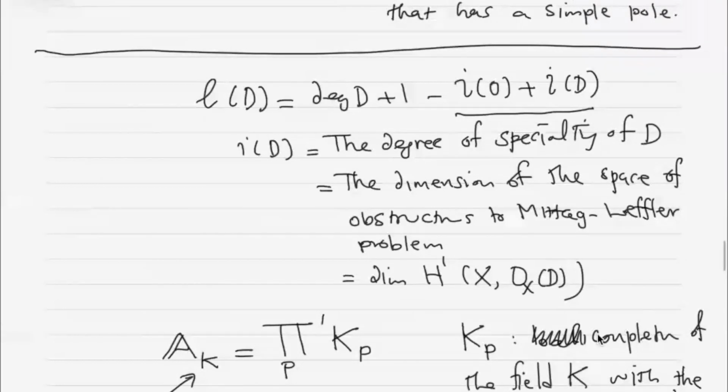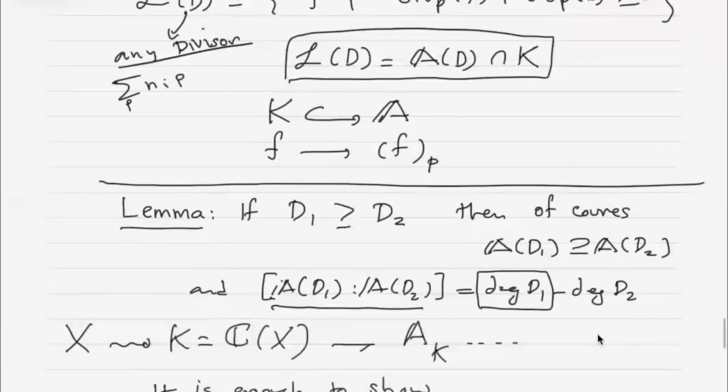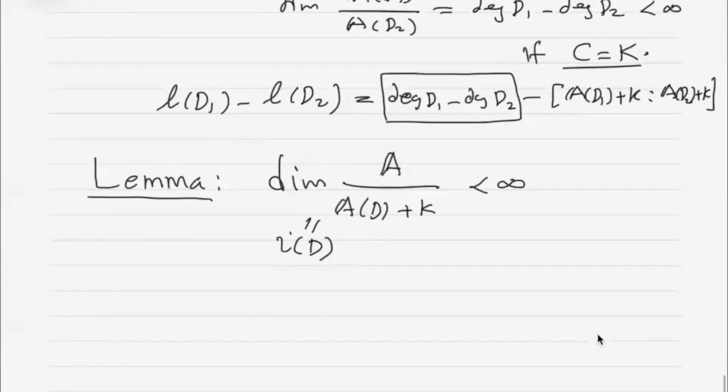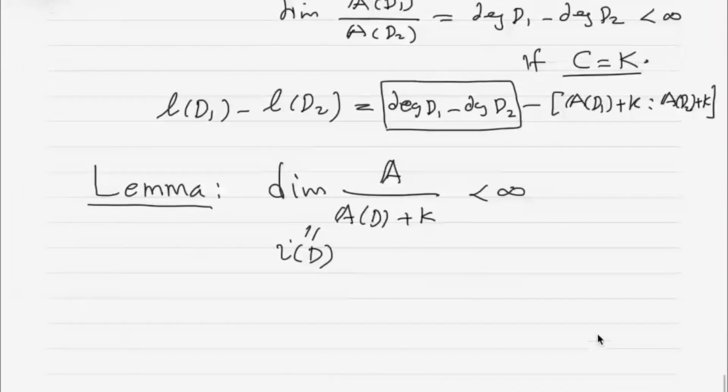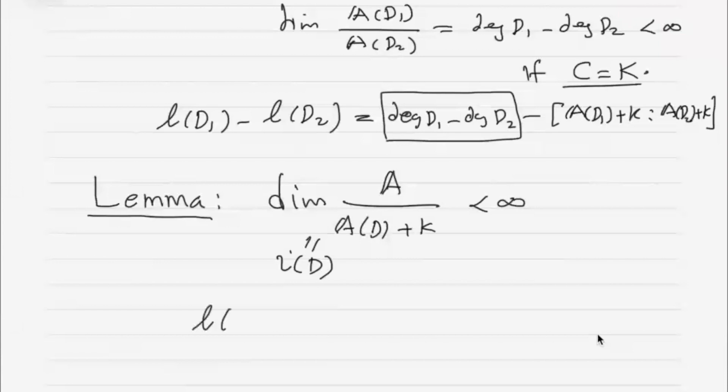I said I of D is the degree of speciality of D, is the dimension of the space of obstructions to Mittag-Leffler problem. It's also the dimension of this cohomology group. And here I'm telling you what this degree of speciality of a divisor is, this dimension. And once you know that this is finite, then you know that L of D1 minus L of D2 is degree of D1 minus degree of D2.